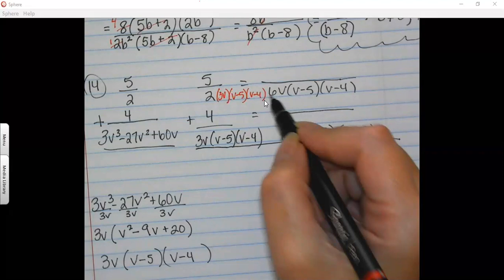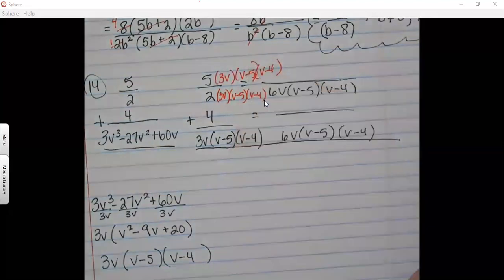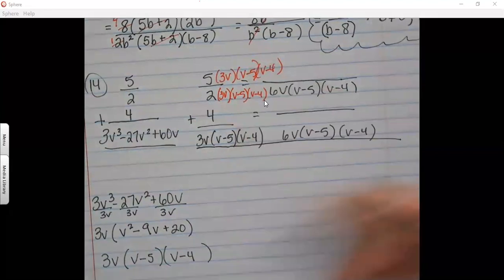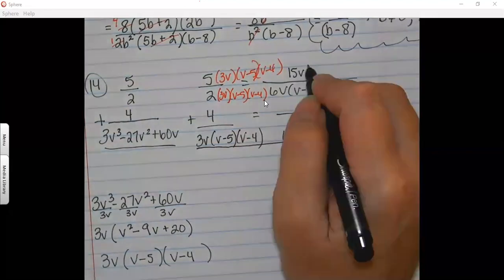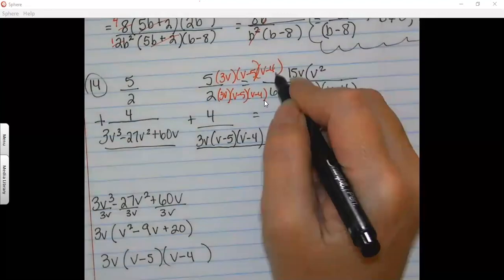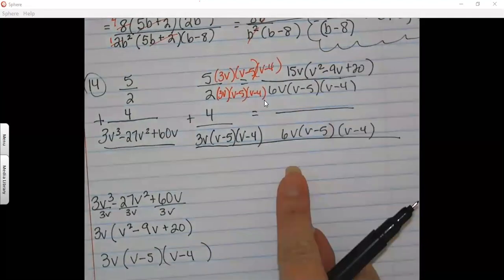Okay, so that's going to be a lot of work. Let me do my monomials first. 5 times 3v is 15v, right? And then I'm going to do this in steps. So for now, I will just do, that's v squared. Negative 4v minus 5v is negative 9v plus 20. And then when I come down here, I'll distribute that on my next line, okay? Everybody cool with that?